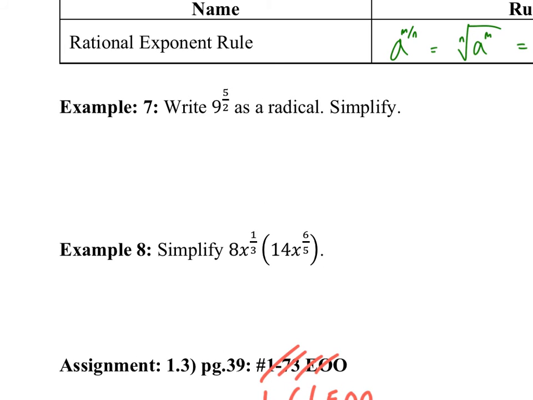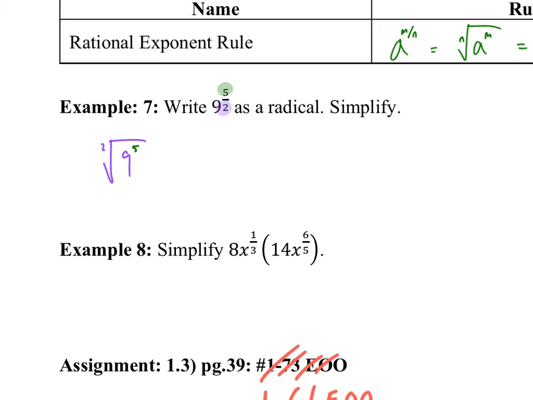So 9 to the 5 halves, so that's going to be, I'm going to write root and then a 9, and then remember the 2 there goes on the index. Normally we wouldn't write a 2 there, but I'm going to do that. And then the 5 goes on the exponent. So there's one way we could write it. Again, I'm not a big fan of that way.